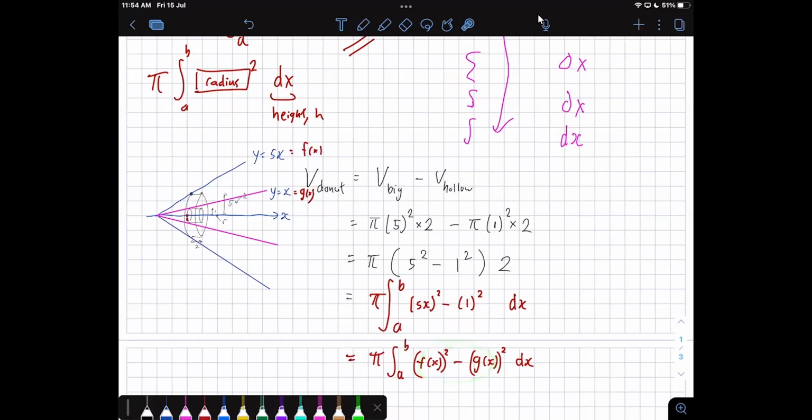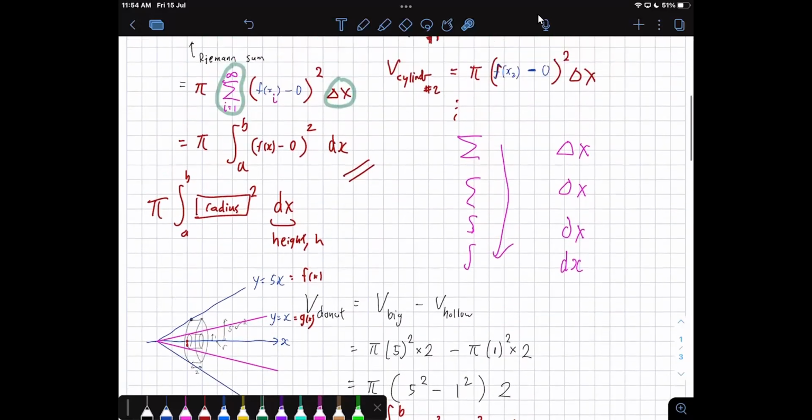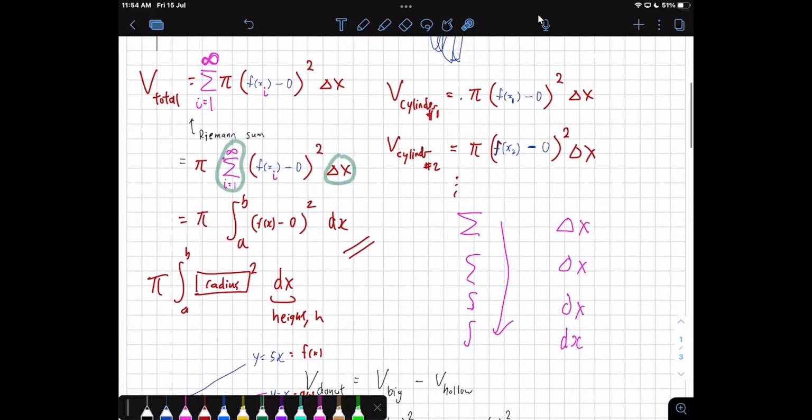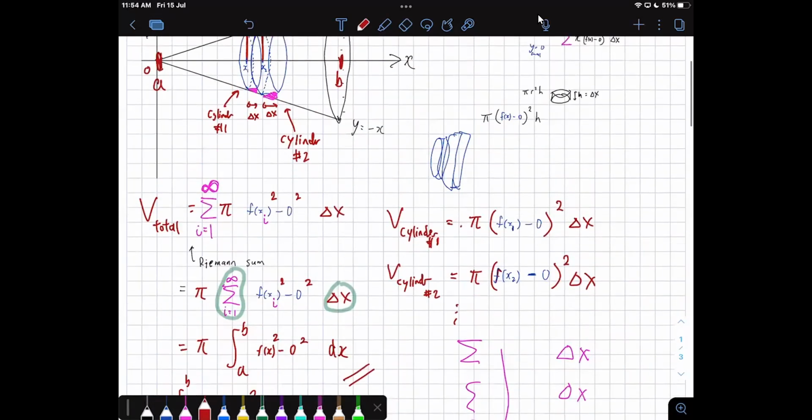This is the radius. Okay? So maybe I shouldn't have written it as bracket square. It's better if I write it like this: f of x squared minus 0 squared. Why is it possible? Because of the bracket like this.